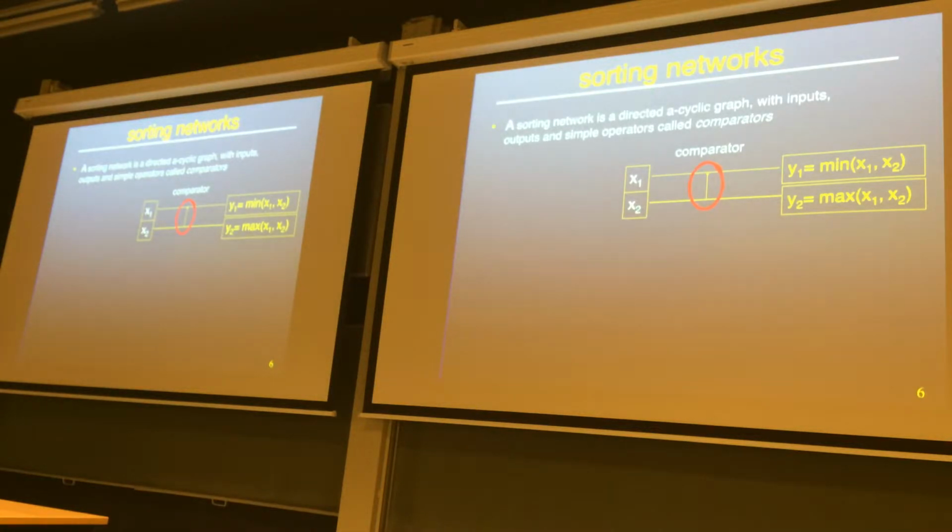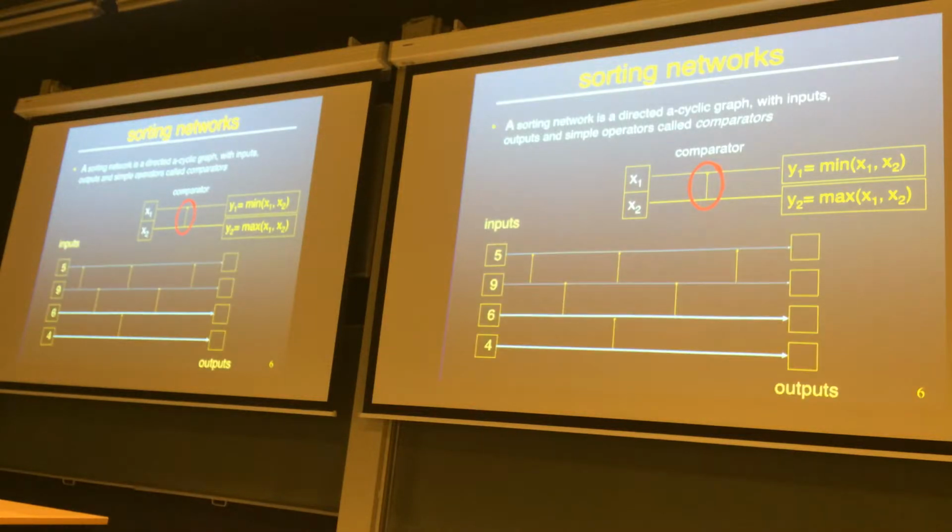So a network based on these wires and comparators is called a sorting network. Just to give you an example, suppose that we have such a network with 4 inputs, and we would like to show you what the output is, and hopefully the output will be a sorted variant of these numbers.